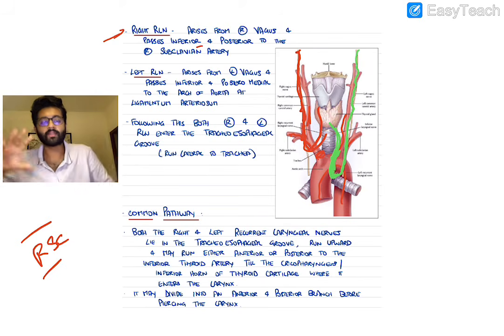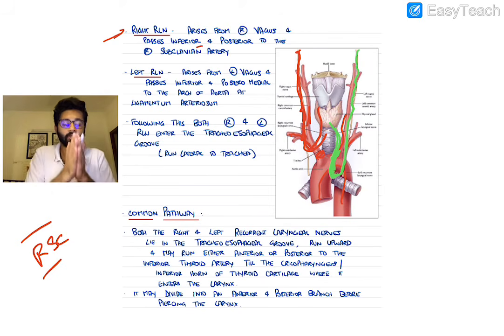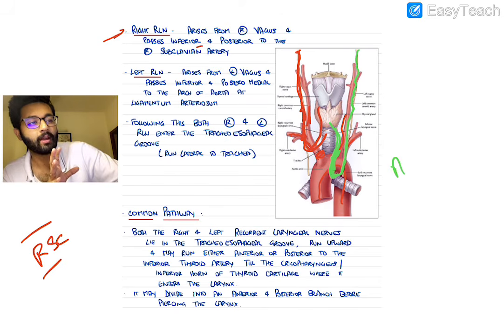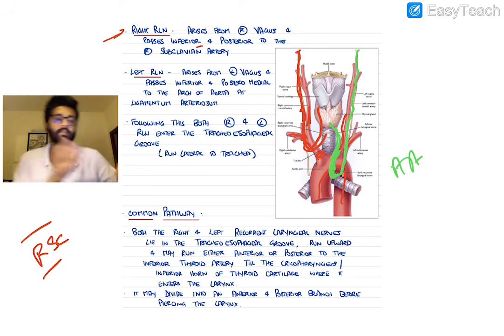So that is how the right and left recurrent laryngeal nerve differ. Okay. So the left is around the arch of aorta and the right is around the right subclavian. As I discussed earlier, this is because of the embryological development of these structures. So following this, both the right and left have a common pathway.